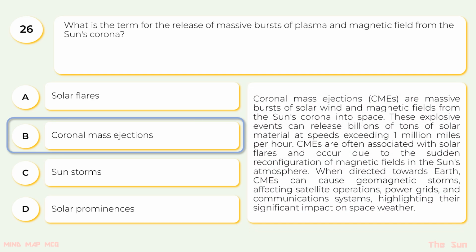Coronal mass ejections are massive bursts of solar wind and magnetic fields from the sun's corona into space. These explosive events can release billions of tons of solar material at speeds exceeding 1 million miles per hour. CMEs are often associated with solar flares and occur due to the sudden reconfiguration of magnetic fields in the sun's atmosphere. When directed towards Earth, CMEs can cause geomagnetic storms affecting satellite operations, power grids, and communication systems, highlighting their significant impact on space weather.